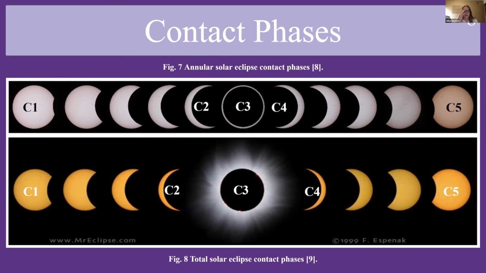So here are two visuals of the contact phases of both eclipses to show how the moon will progress in front and past the sun's view. Figure 7 shows the annular solar eclipse's contact phases, while figure 8 shows the total solar eclipse's contact phases.